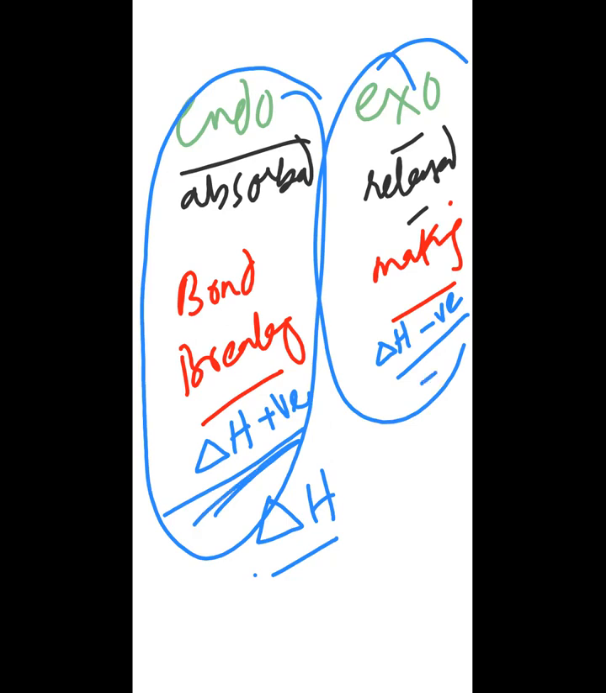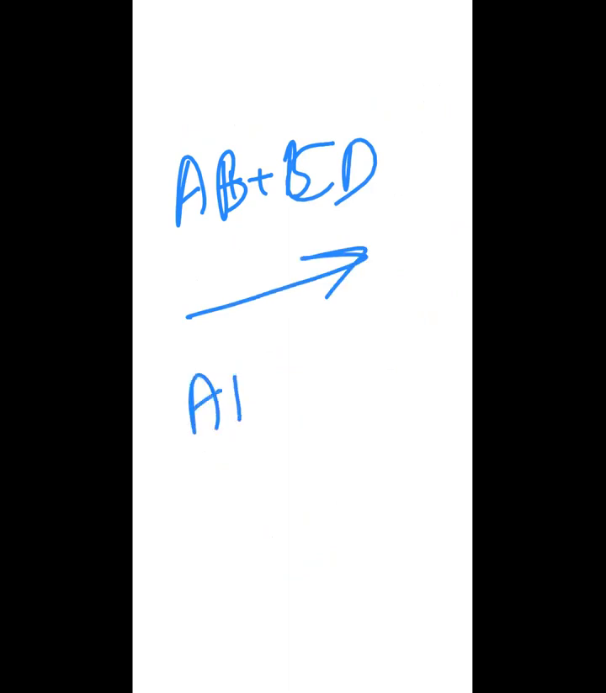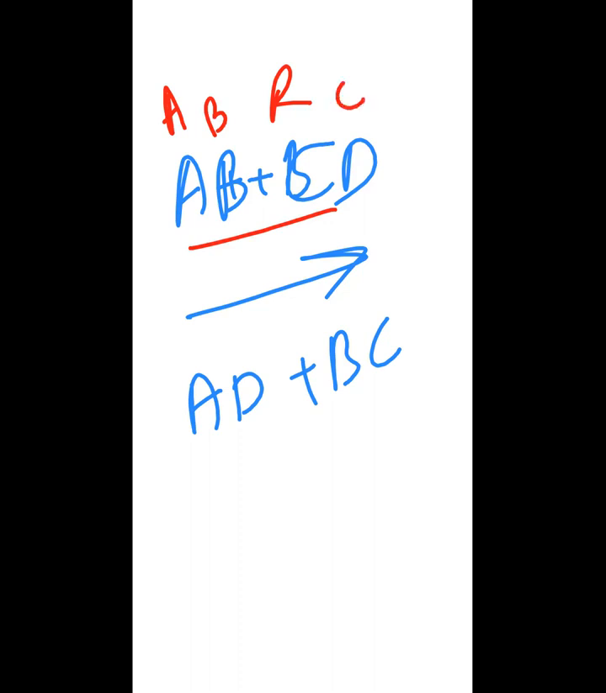Now, otherwise, let me tell you one thing. For example, AB plus CD, and together they are giving you AD plus BC. This is the reactant side. At the reactant side, there should be bond breaking. Definitely, A should be separated from B. C should be separated from D. Then A will attack D and it will make AD. Then B will join with C and it will make BC.